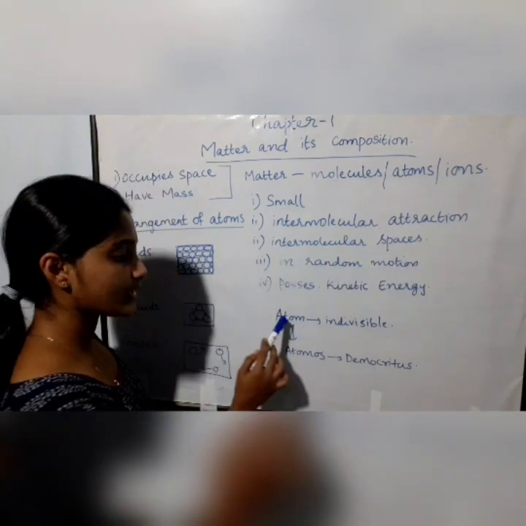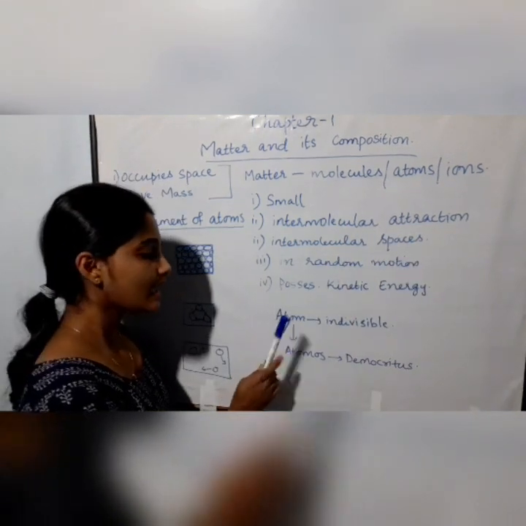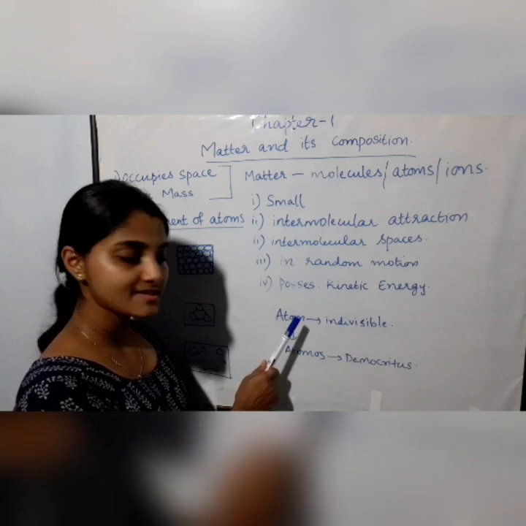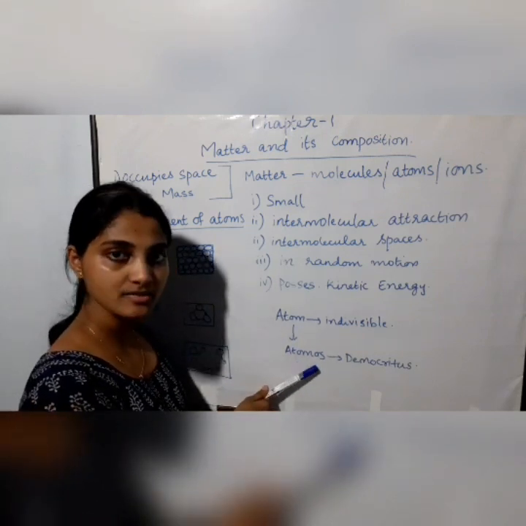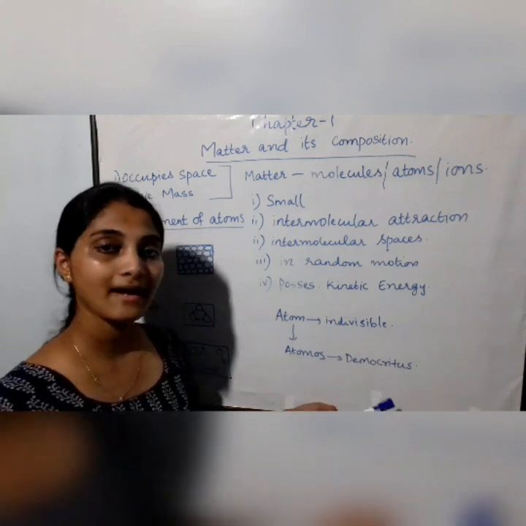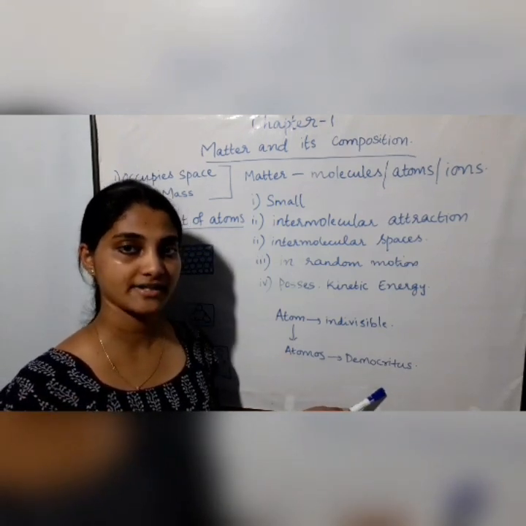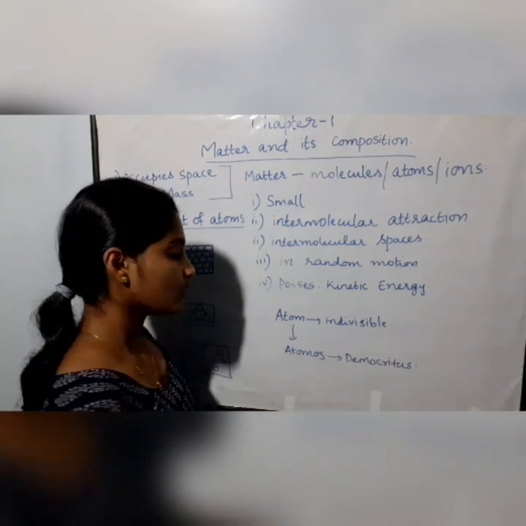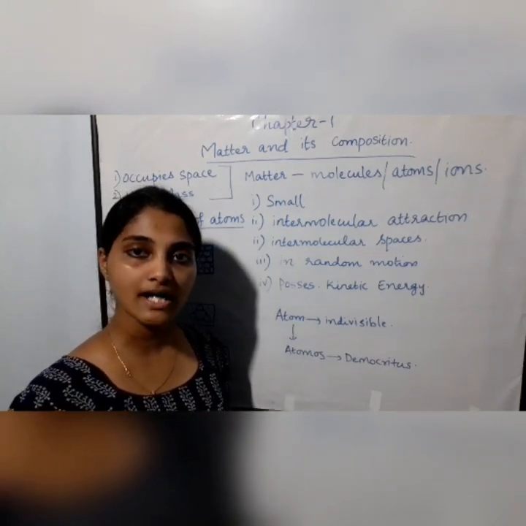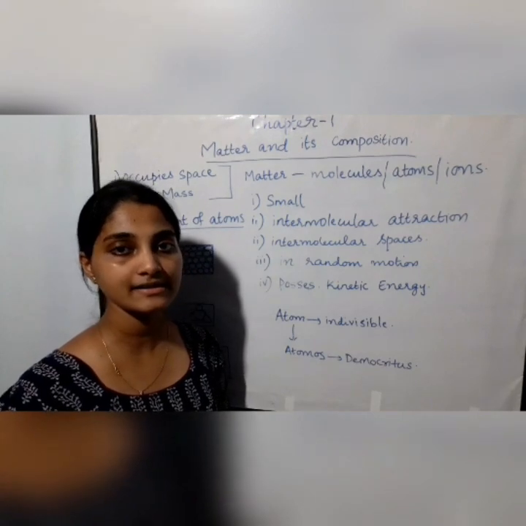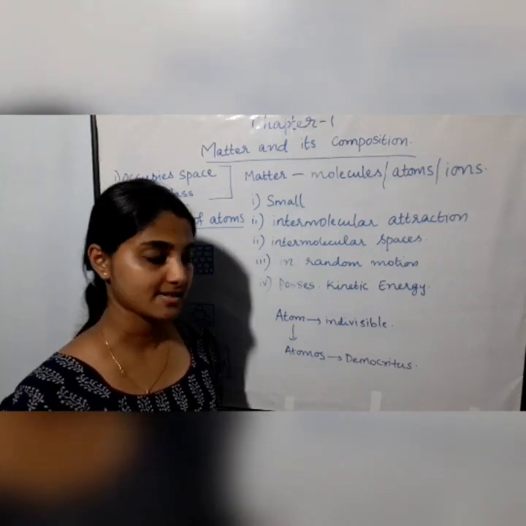Now let us see what is an atom. The word atom is derived from the Greek word atomos, which was discovered by a Greek scientist, Democritus. An atom is the smallest indivisible particle of a matter.